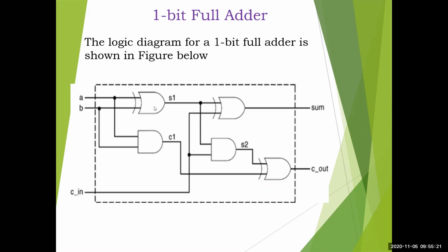Then you have to call the first XOR and AND gate. First XOR gate: S1 is the output, A and B are the inputs. Next AND gate: C1 is the output, A and B are the inputs. Next, sorry, XOR gate again: sum is the output, S1 and Cin are the inputs. Next AND gate: S1 and Cin are the inputs. Then finally the OR gate: Cout is the output, S2 and C1 are the inputs. Hope it is clear.